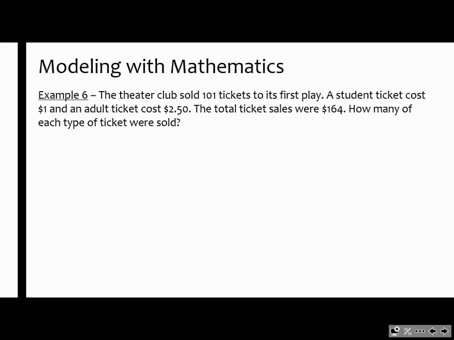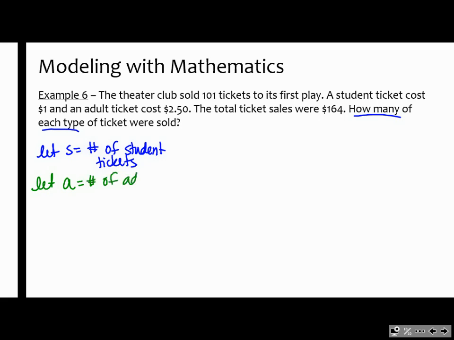So the question tells us what we're looking for is a quantity of how many. And we have 2 types of tickets. We have the student and adult. So I'm going to define my variables. Let S be the number of student tickets, and let A equal the number of adult tickets. The first piece of information we get is that we sold 101 tickets. It didn't specify if those are adult or students, so that must be the total number of tickets.